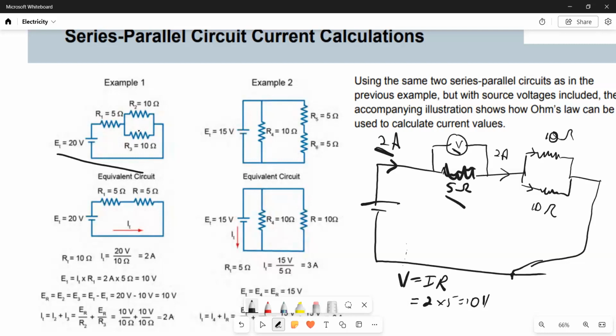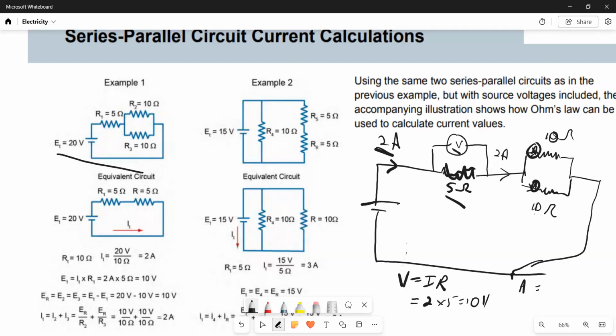So let's say you were to put an ammeter there. What will it read? What will the ammeter read? What will it be? So are the ohms divided by the amperes? No. All right, look at this.